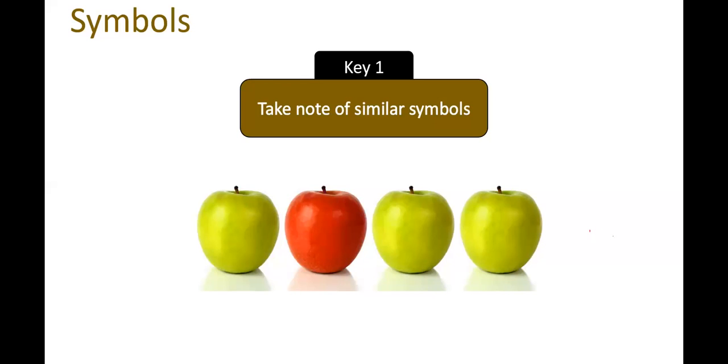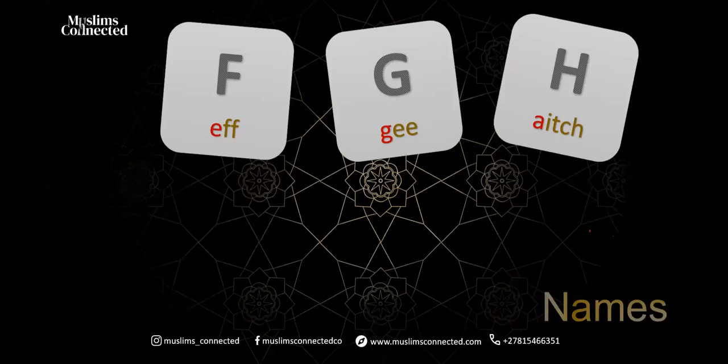So remember this key, right? Take note of similar symbols. Okay, let's talk about the names. We said the first thing was the symbols. The second thing is the name. Here we have in front of you the 3 letters of the English alphabet. I want you to look at the names.